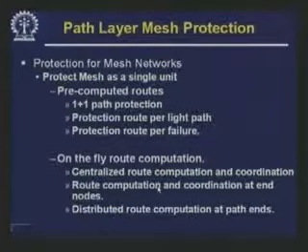Now, in the path layer and the mesh protection of mesh networks, protect mesh as a single unit. Pre-computed routes, that means all the possible routes and alternative routes are pre-computed: 1 plus 1 path protection, protection route per light path or protection route per failure. We will discuss this later, but as I said, this is a costly alternative.